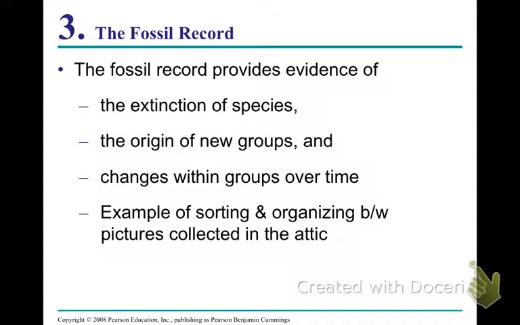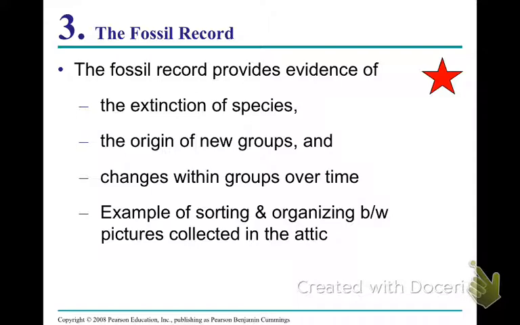Okay. The third example, or the third proof, is fossil records. Okay, what is a fossil record? What does it give us? It gives us the extinction of species and also gives us an idea of how new groups originated and what changes occurred over a period of time.